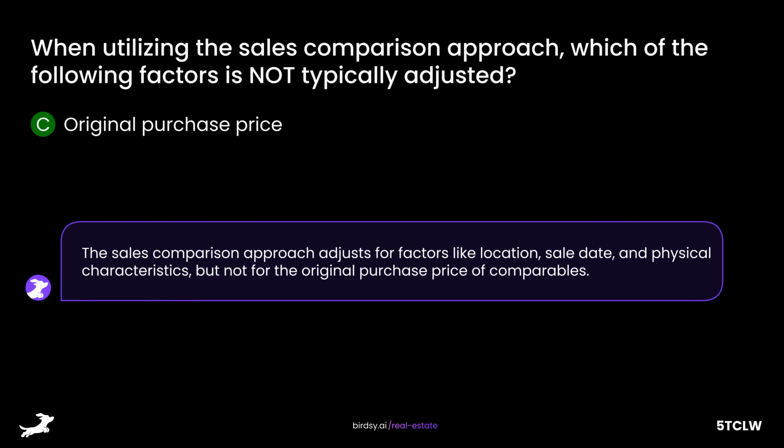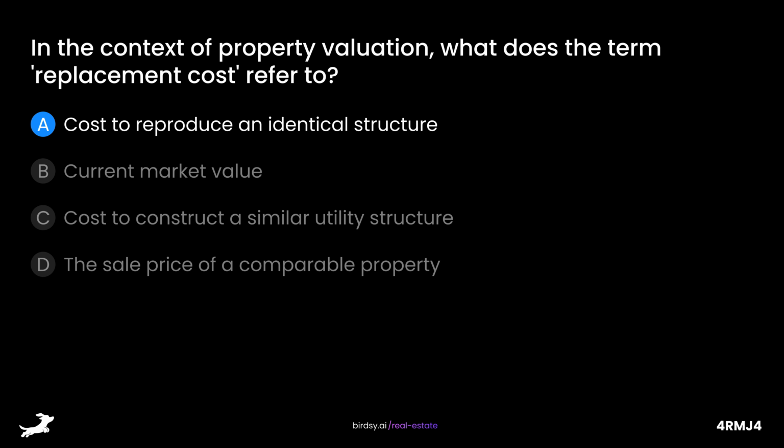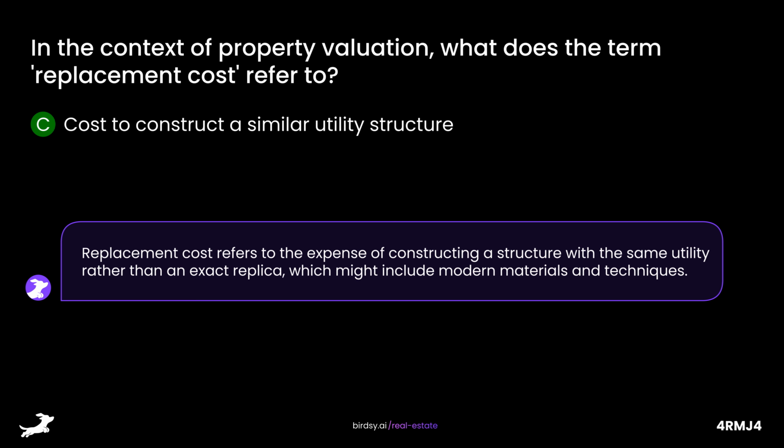In the context of property valuation, what does the term replacement cost refer to? Is it A, cost to reproduce an identical structure, B, current market value, C, cost to construct a similar utility structure, or D, the sale price of a comparable property? The answer is C, cost to construct a similar utility structure. Replacement cost refers to the expense of constructing a structure with the same utility rather than an exact replica, which might include modern materials and techniques.